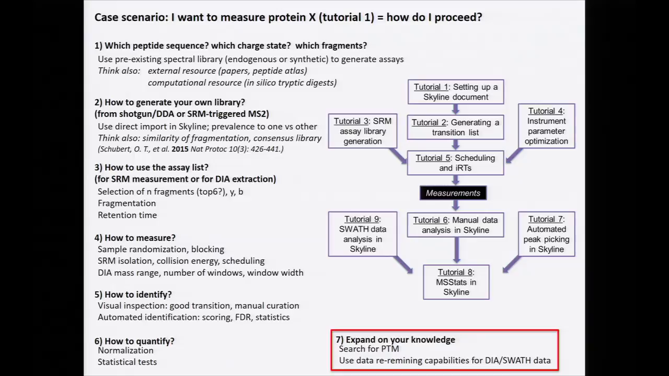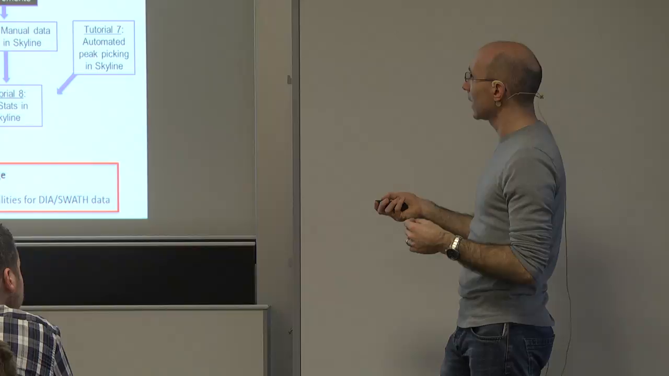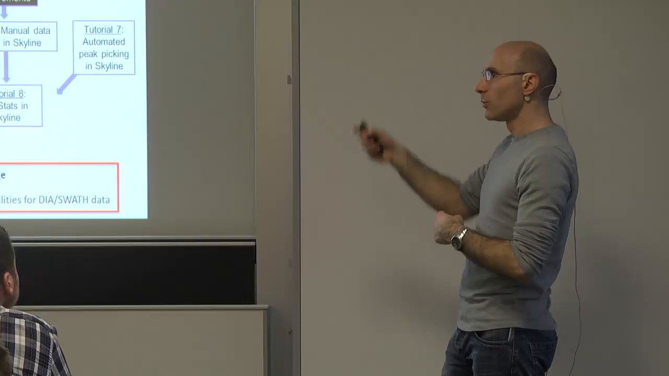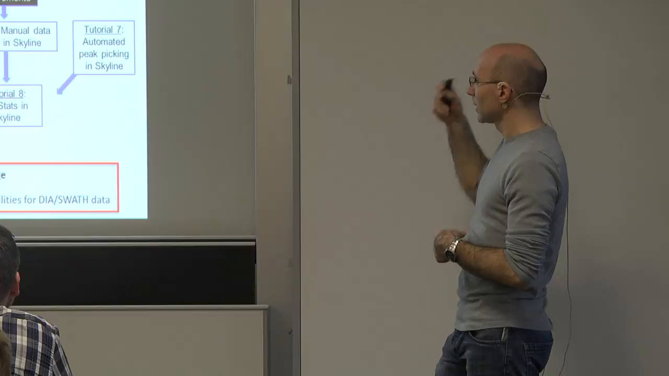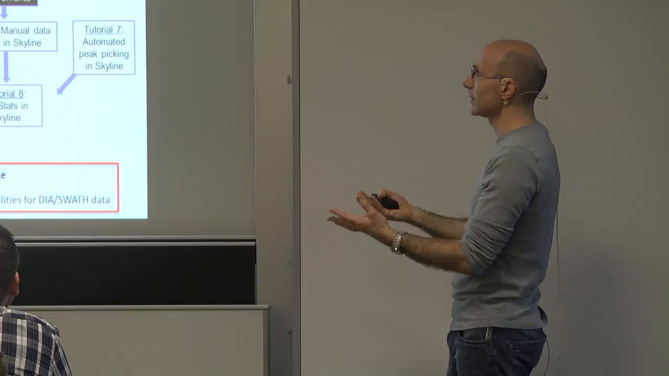So you can really use this ability, and now in Skyline, you can basically start again from scratch and do a second round of refinement: add new peptides, remove peptides that were not good for quantification, add new peptides with modifications, and really re-extract your data in case of DIA, or reacquire new data in case of SRM, in order to get even more and deeper information about your protein candidate.